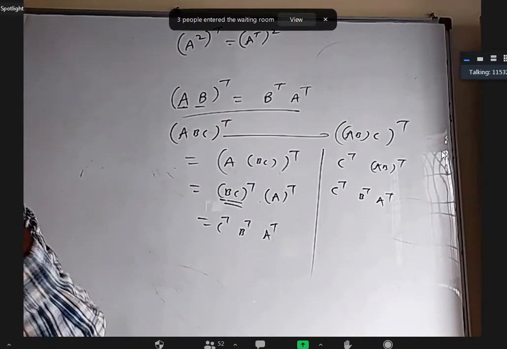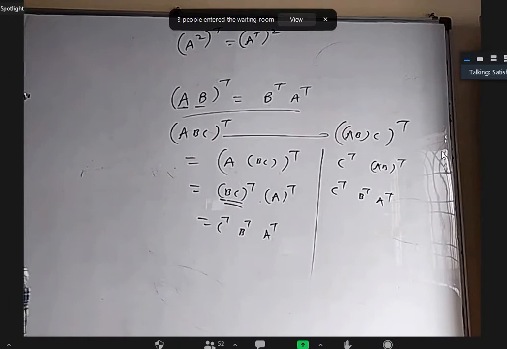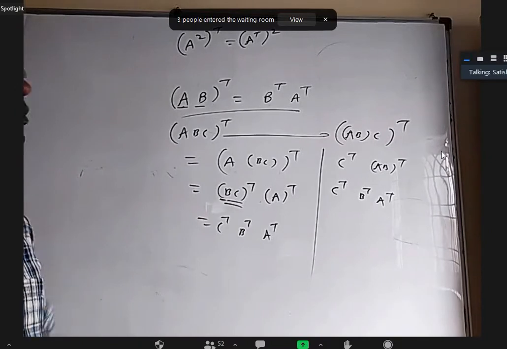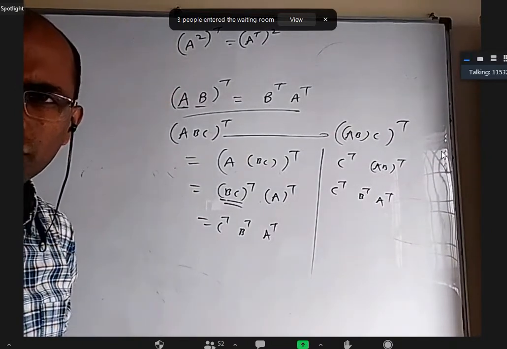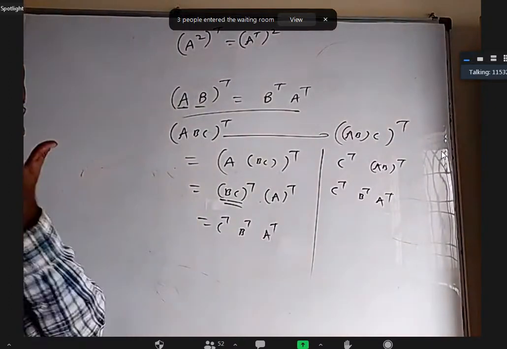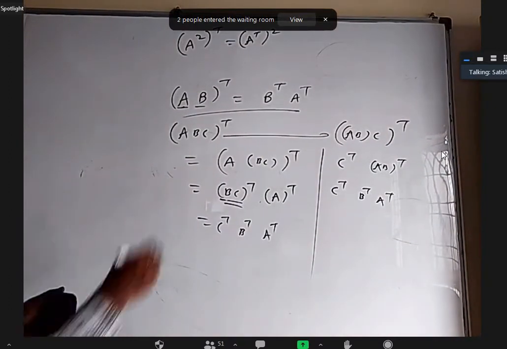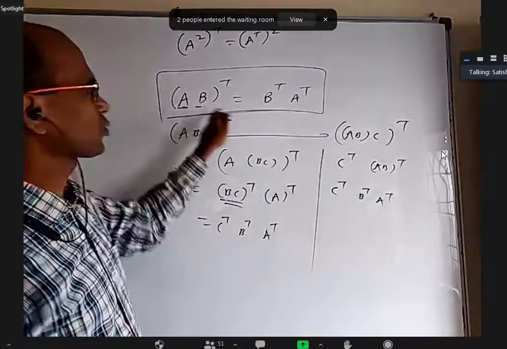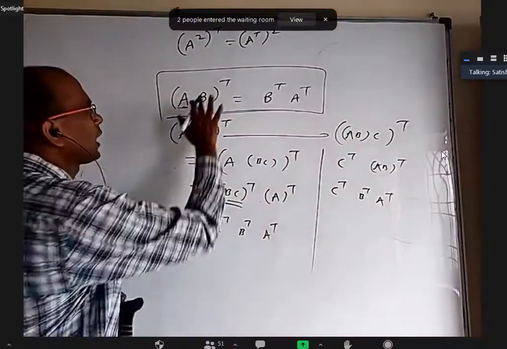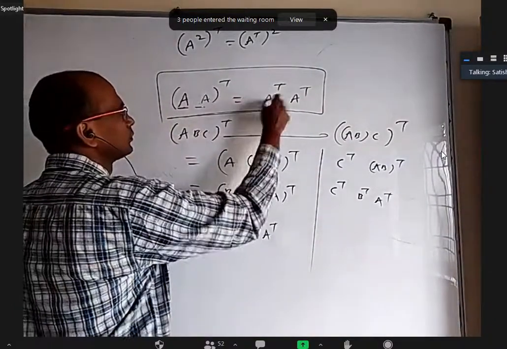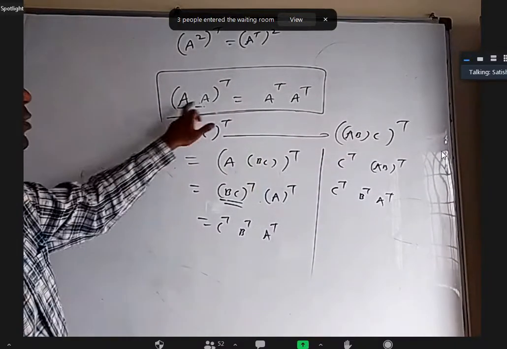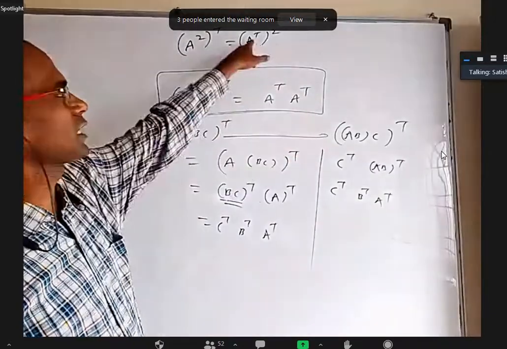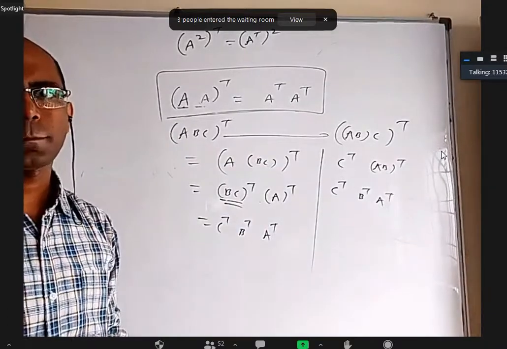You want to give any explanation why? Anyone want to give an explanation? (AA) transpose is A transpose into A transpose, which is equal to A transpose whole square. Yes, correct. You simply take this formula. In the place of A and B, I can take X and Y, I can take P and Q, I can take any matrices, right? It's always true. I'm going to take B as A. Then what did we get? What is A into A? A square. A square whole transpose is A transpose into A transpose. Can I write A transpose whole square? Yes.